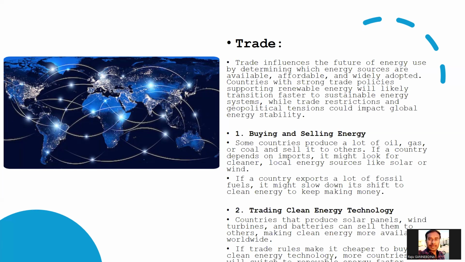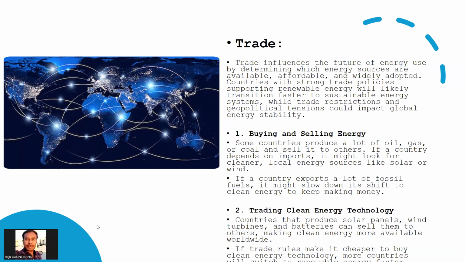This is because if the trade is good, there will be more transactions of energy and the energy supply will be greater. The first thing which influences trade is buying and selling energy. As we discussed, some countries produce a lot of oil, gas, or coal and sell it to others. If a country depends on imports, it might look for cleaner local energy sources like solar or wind. If a country exports a lot of fossil fuels, it might slow down its shift to clean energy to keep making money.